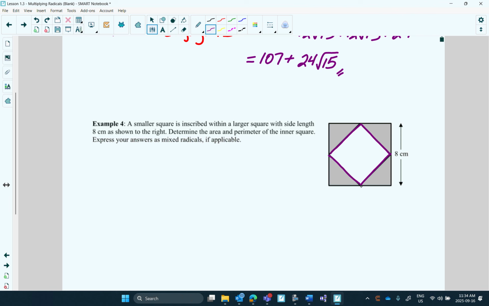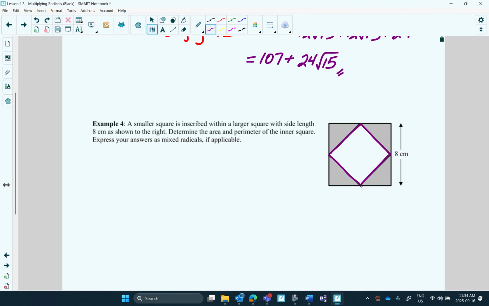That's actually important. So what do I need to know to answer this question? What do you have to know in order to find the area and perimeter of a square? What do you need to know to find the area and perimeter of a square? The side. Okay, so somehow I have to find the side.